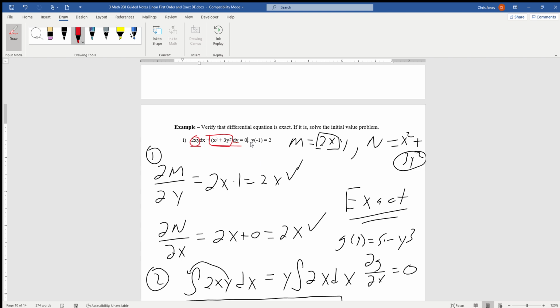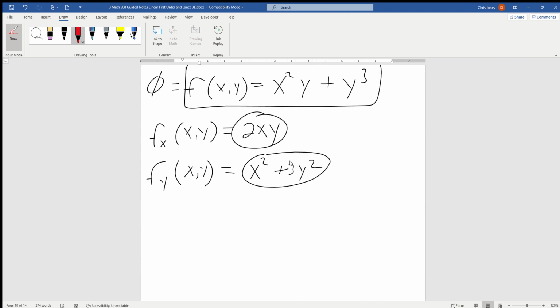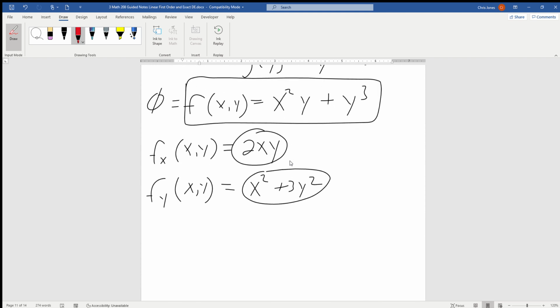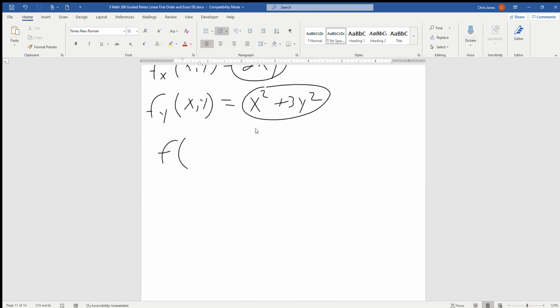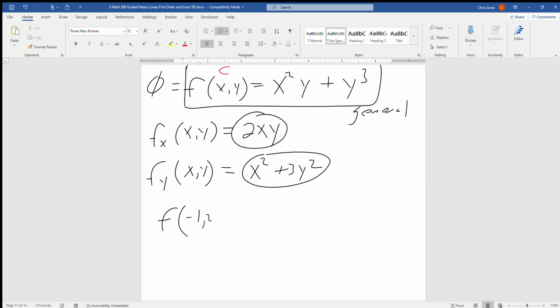Now the last thing we have to do is just solve the initial value part of it, and that's pretty easy. Right? Because f of x, y is really your constant. So this is our general implicit solution. We'll just call it general. To get the particular solution, we're going to find f, and I forgot the values already, at -1, 2. And that's going to be equal to -1 squared times 2 plus 2 cubed, which should be 10.